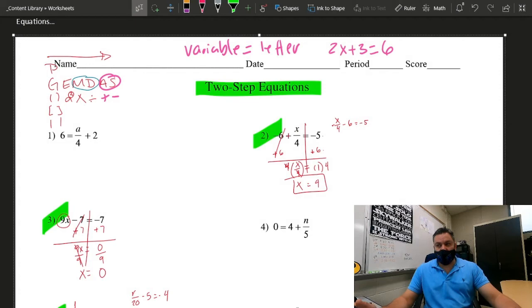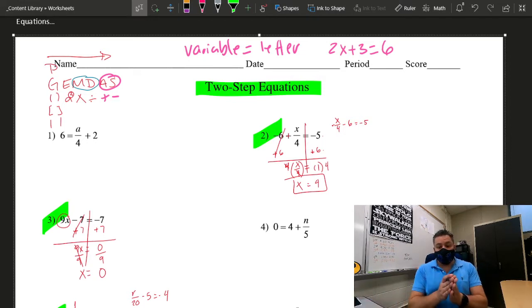Again, in order to solve an equation, we have to isolate the variable. The variable is the letter in the equation. Remember, we have friends and we have family. Friends are farther away from the variable, and the family is with the variable. So first, we got to get rid of the friends, and then we're going to get rid of the family. We got to get rid of friends before we get rid of family.